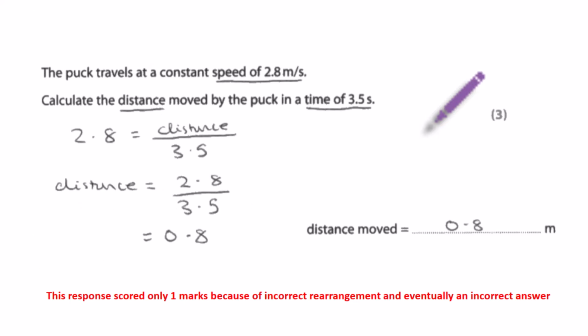Okay, let's look at the next one. The puck travels at a constant speed of 2.8 meter per second. Calculate the distance moved by the puck. So we all know it's a very clear case of substitution. Speed equals distance by time.